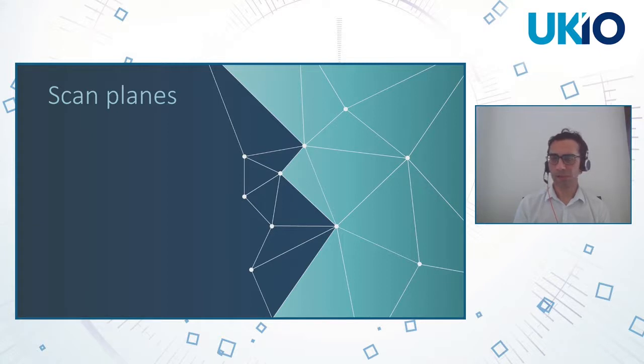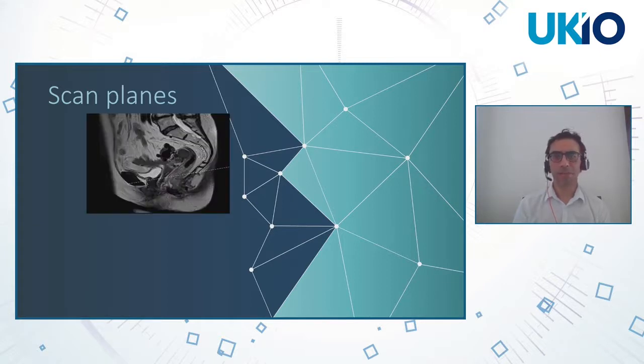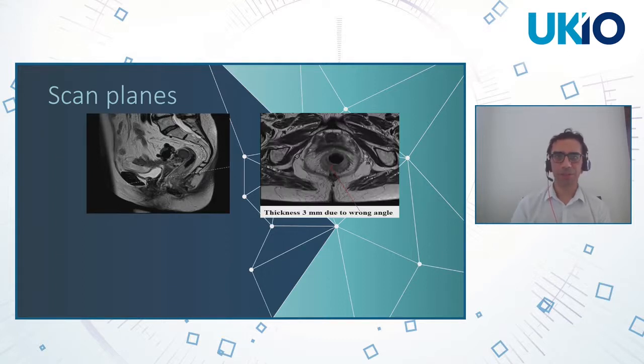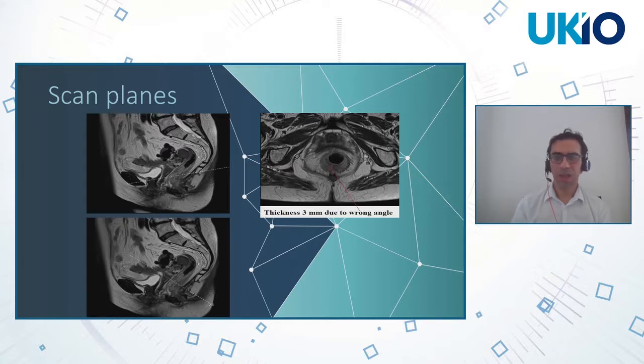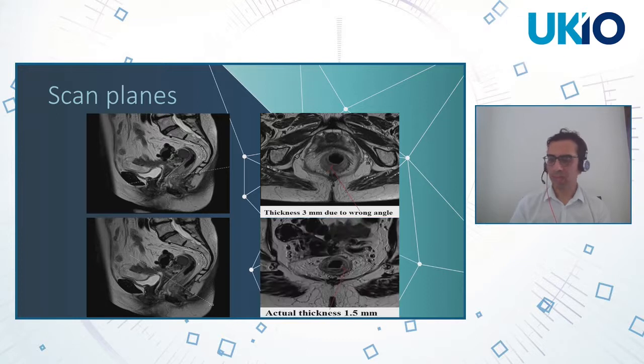So moving on now to scan planes, we now begin planning high-resolution axial oblique images on the sagittal images. The oblique axial images should be obtained perpendicular to the long axis of the rectum. In this example, the plane has not been planned correctly, and the axial images, shown here, show apparent posterior rectal wall thickening. When the images are planned in the correct plane, perpendicular to the long axis, we see there is no posterior rectal wall thickening.